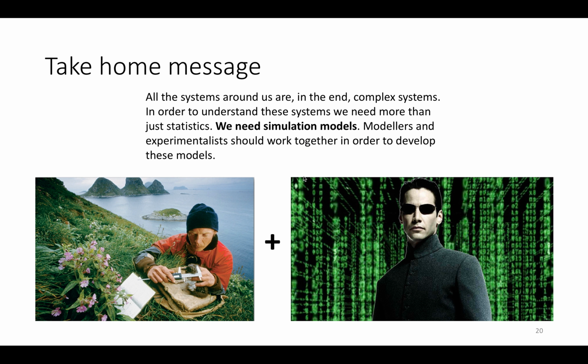So in the end, the take-home message I would like to give you is that all systems around us in the end are really complex systems. And if we want to further understand these systems, we need more than just statistics. We don't just want to look at the complete system and do statistical tests, but we need to simulate models, generate rules, and combine these theoretical frameworks with the data science, and just so make modelers and experimentalists cooperate in order to develop these models.